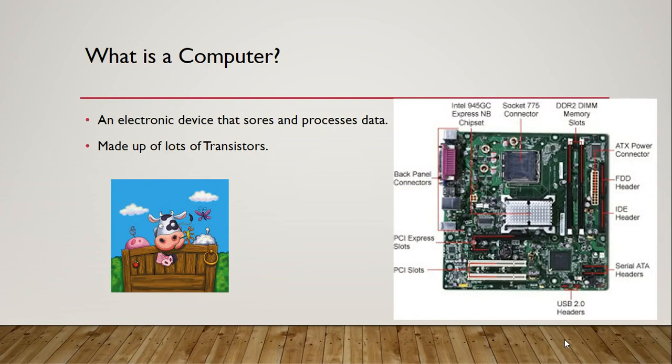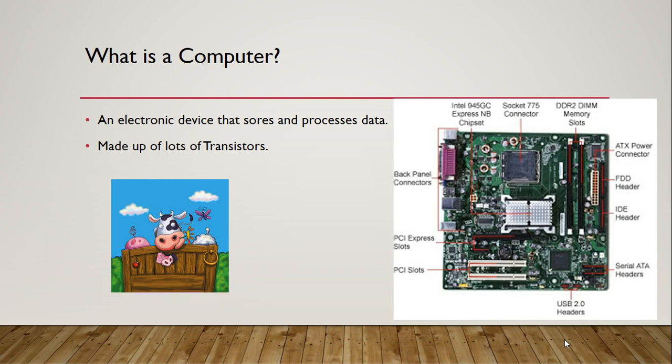Before we start, what is a computer? Now, a computer is just an electronic device that stores and processes data. That's all it does. It's just a load of circuits all stuck together to process data and to store it. It's made up of lots of transistors. And by lots of transistors, I mean absolutely tons and tons of transistors. And these transistors are basically gates.